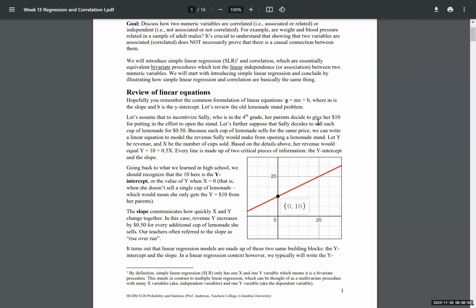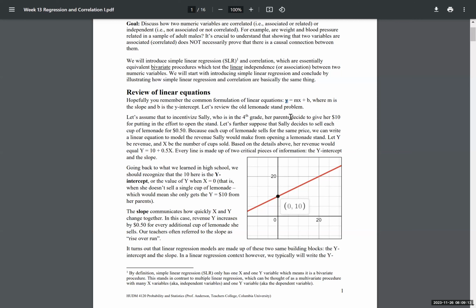But we're in statistics. These lines are summary vehicles. They're never perfect. And so when we get to a simple linear regression model, we'll add a little epsilon error. But for now, let's just talk about the nuts and bolts of a linear equation.